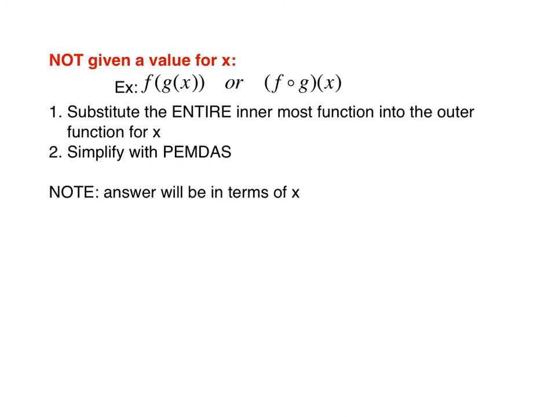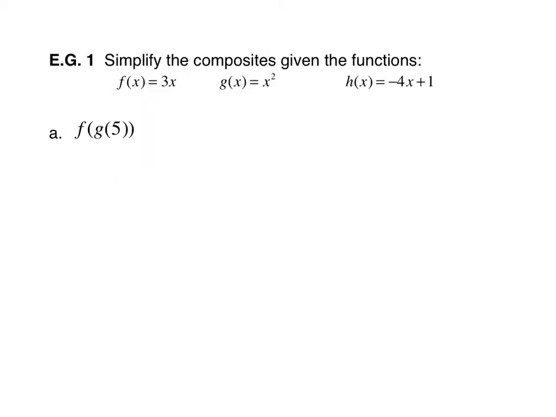If you're not given a value for x, you're simply substituting the entire innermost function into the next outer function, and simplifying with order of operations. Your answer will have x's in it. Here we have 3 functions. We have an f function, a g, and an h. And we're just going to do some composing with various examples.